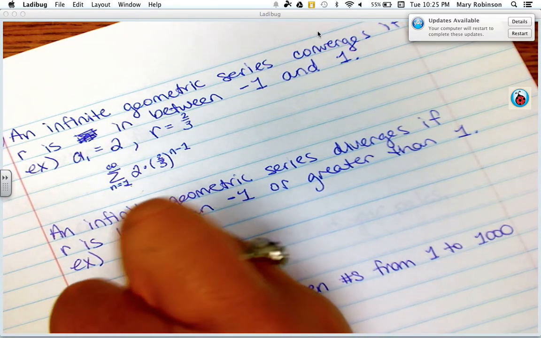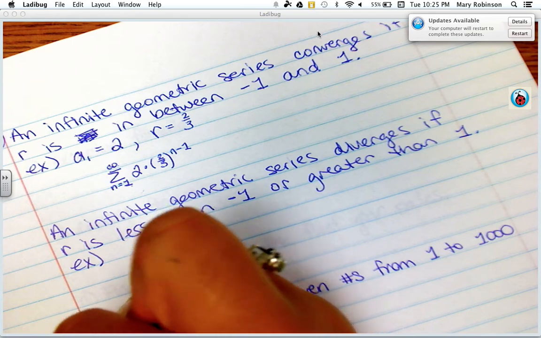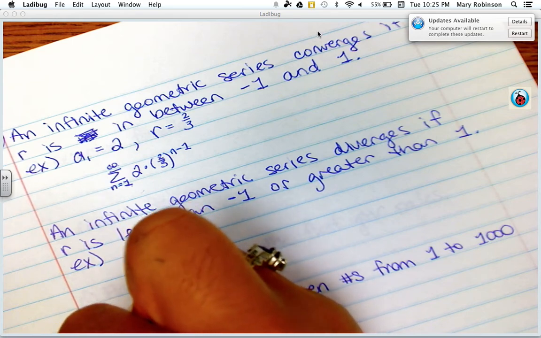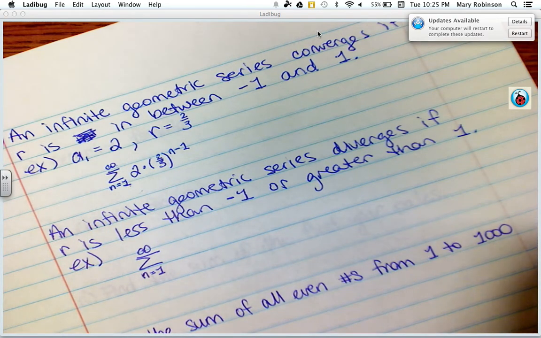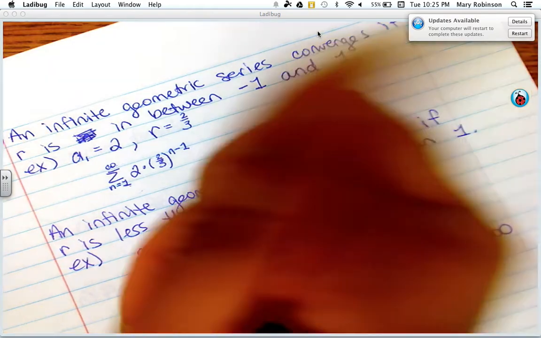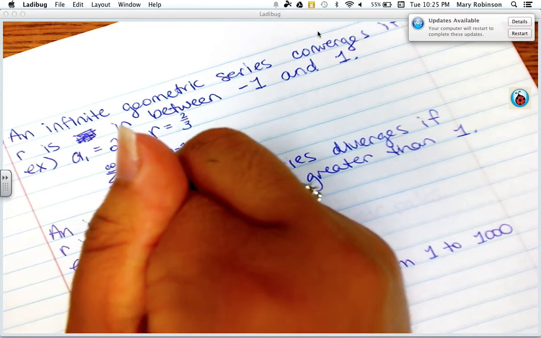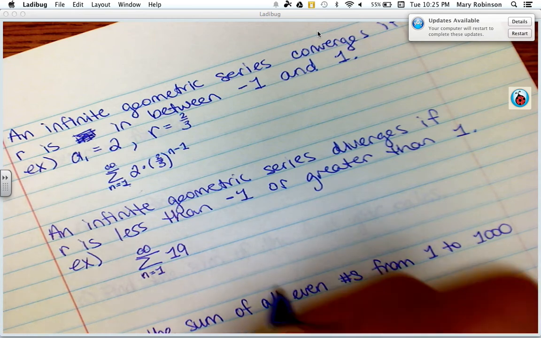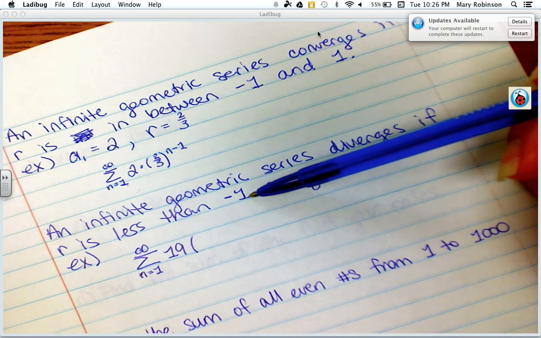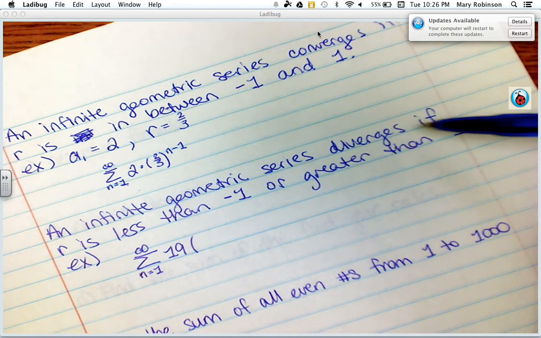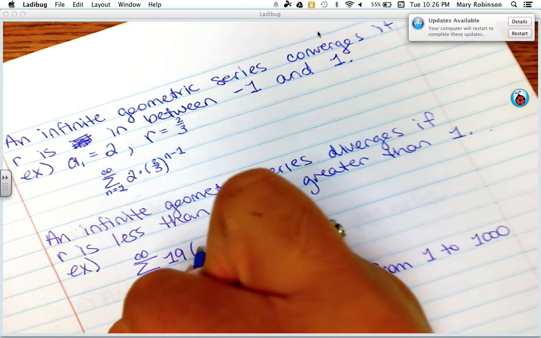So an example of this, so let's have summation starting with the first term, so n equals 1 on the bottom. We're summing to infinity. Let's make our first term 19. And let's make our R value, so our R value has to be either less than -1 or greater than +1. So I'm going to pick -2. So I'm going to have an R value of -2.